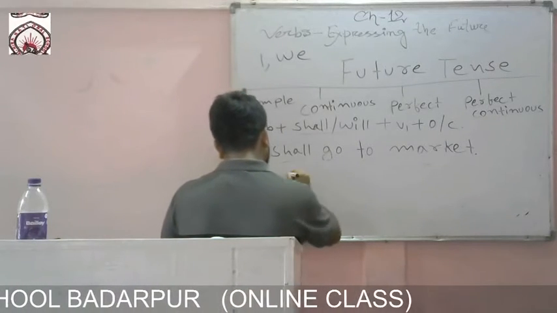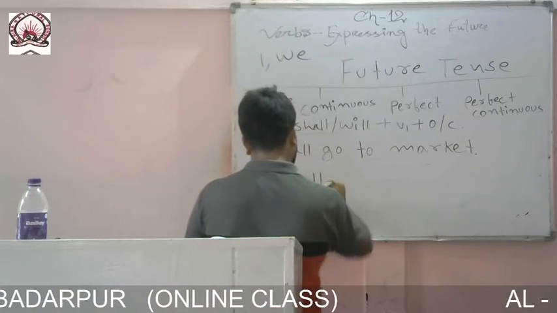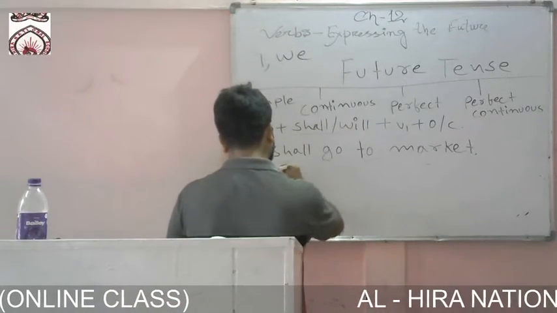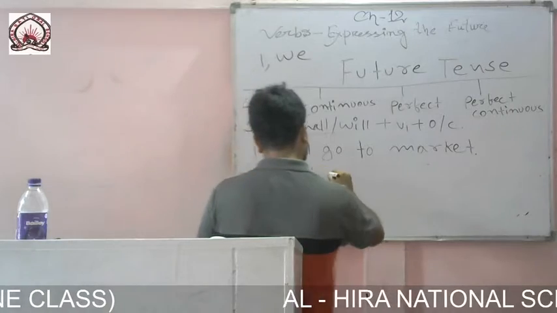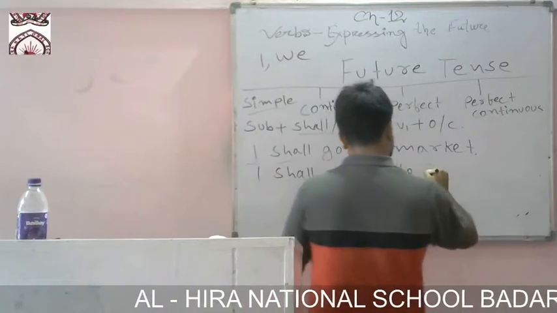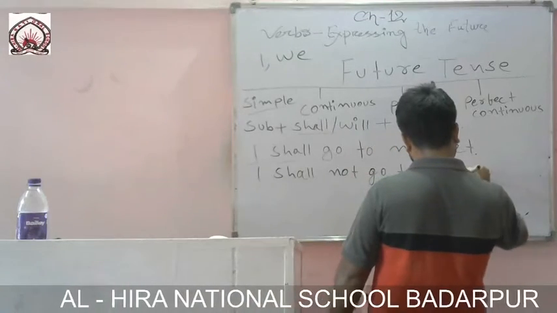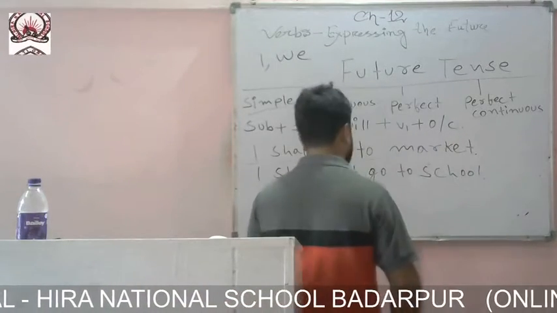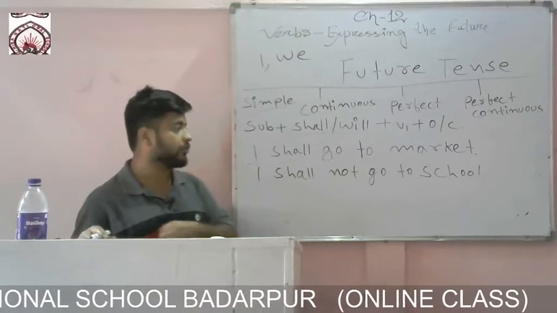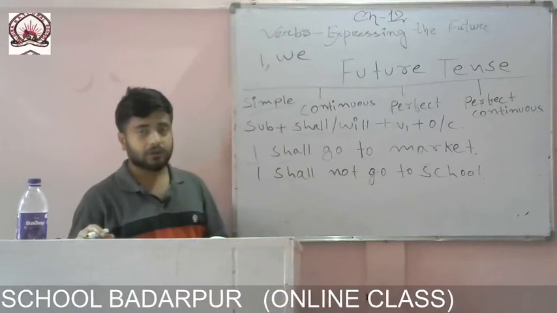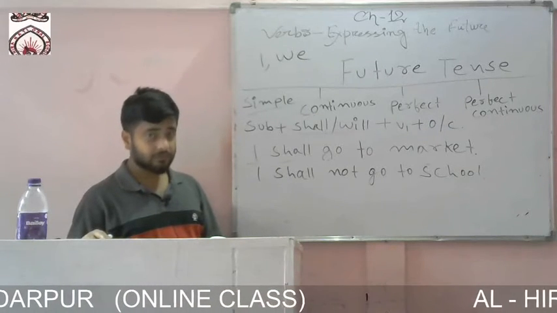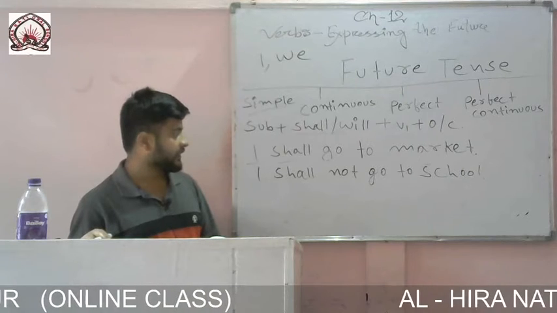After auxiliary verb we have to put what? After auxiliary verb we have to put not. I shall not go to school. I shall not go to school. After the auxiliary verb we have to put not. Then it will become simple future negative.